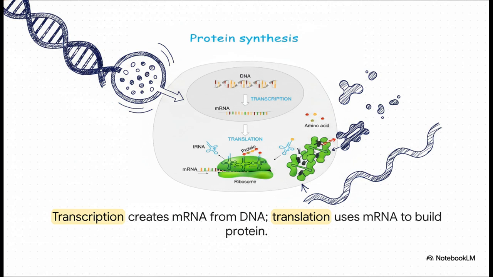The DNA master plan stays safe inside the nucleus. When a job needs doing, a temporary copy of just one gene, the specific instruction needed, is made. That copy is called messenger RNA or mRNA, and it travels out to a protein-building factory called a ribosome.